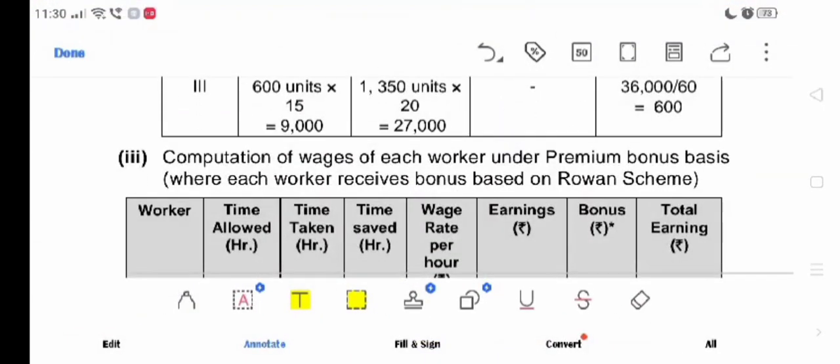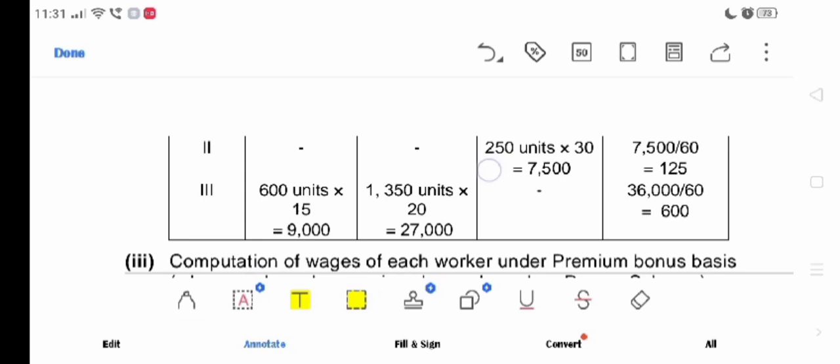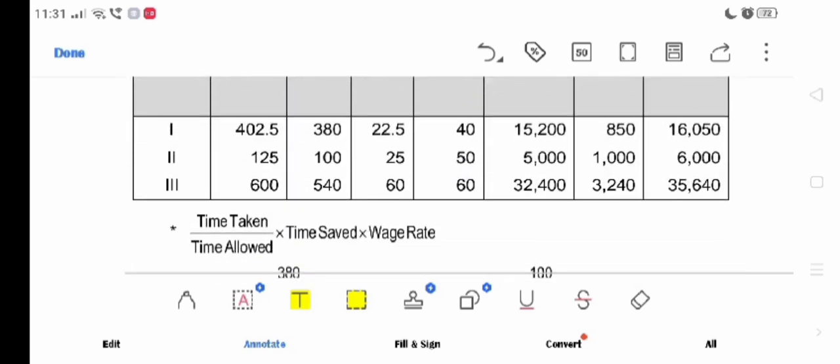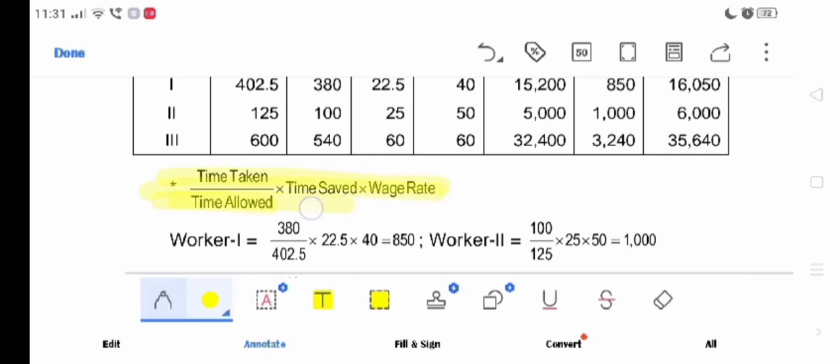Tell me the formula. Actually under any method, the guaranteed pay is time taken into wage rate only for every method. Obviously, right? So what is the time taken, and what is the wage rate per hour only they'll pay. But for every method there will be a unique bonus formula. For Rowan, this is the bonus formula. Extra bonus they will pay under Rowan scheme.